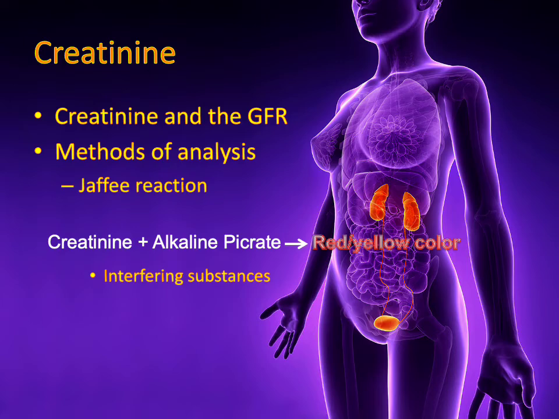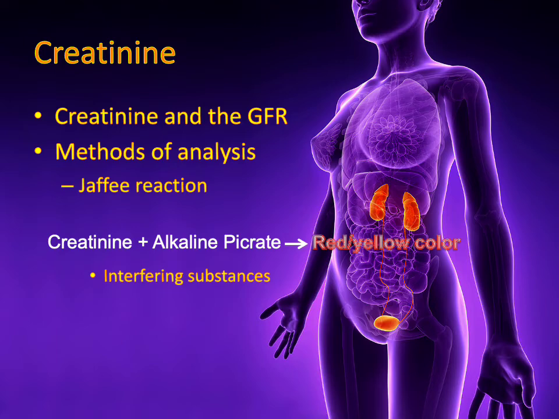The classic method for measuring creatinine, and still the most common method, is the Jaffe reaction. This method requires reacting creatinine with alkaline picrate to produce a red-yellow colored compound that can be measured spectrophotometrically. There are, of course, substances that can interfere with the assay. They include glucose, protein, ascorbic acid, or vitamin C, ketones, and cephalosporins.